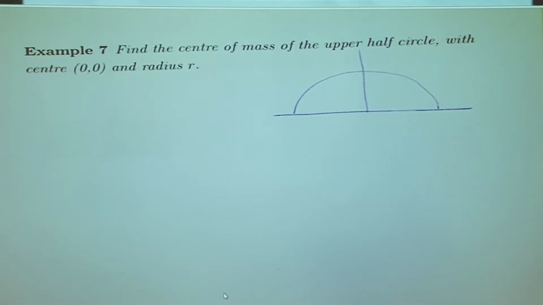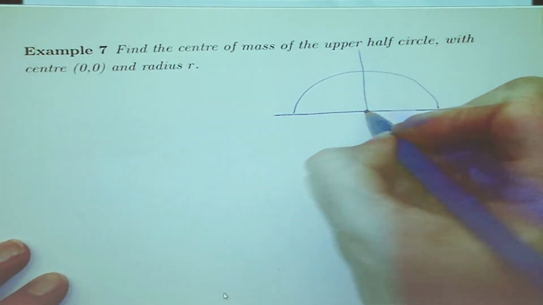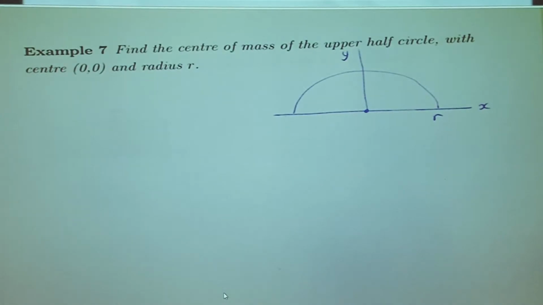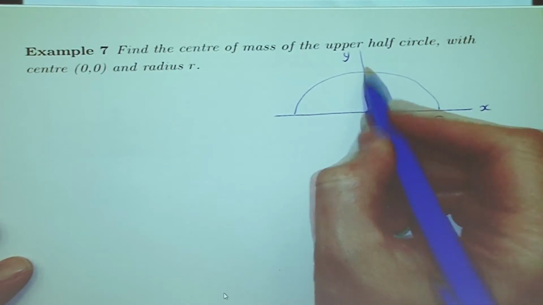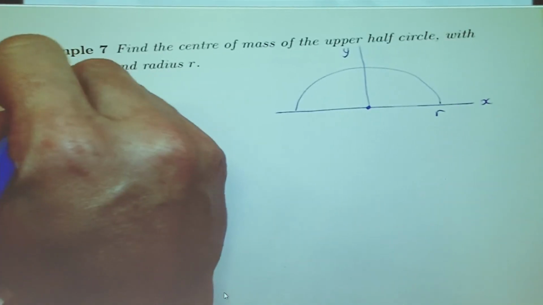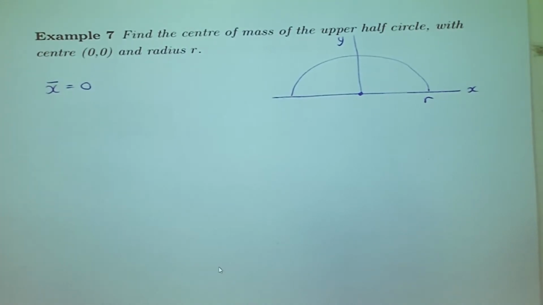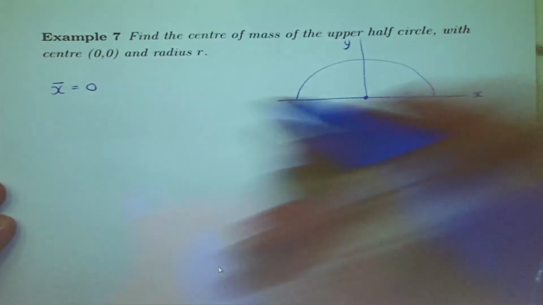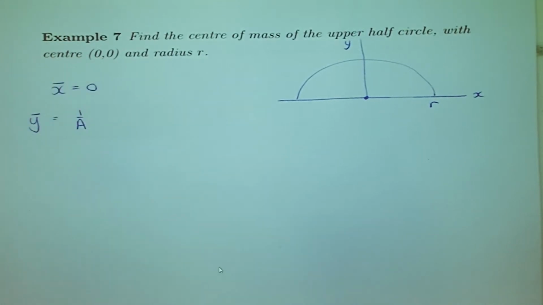Okay, centre of mass of the upper half circle. Here's a circle and it's the upper half of a circle. It's got centre 0, 0 and radius r. Let's say that we're clever enough to know that the centre of mass is going to be somewhere on this line, and on this line, x is equal to 0. So the centre of mass in the x direction is going to be 0. And we're just going to find the height of that centre of mass by integration. So this is one that we don't know just by looking.